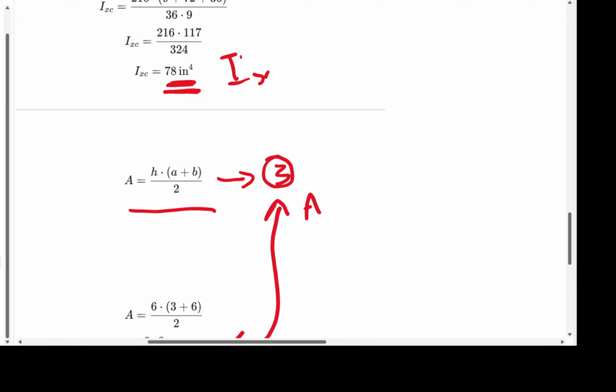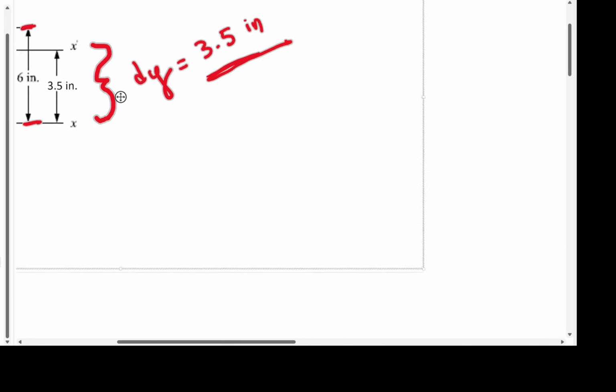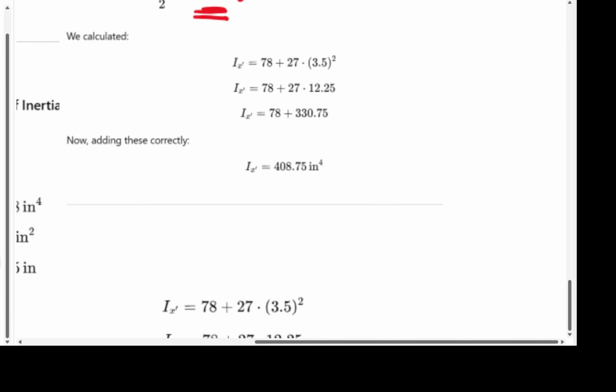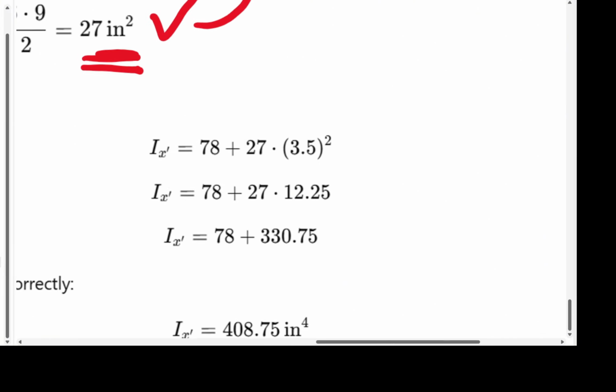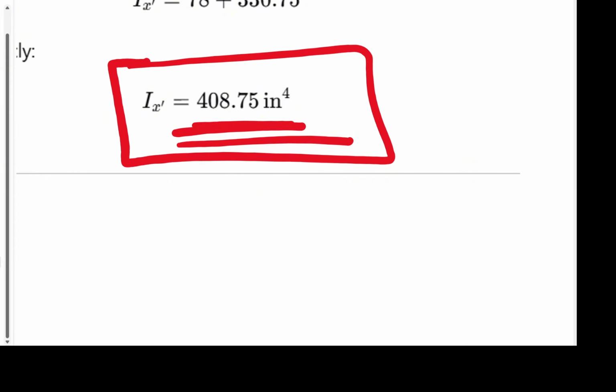Now you already know Ixc and you already know A, and I already told you the dy value is nothing but 4.5 inches, right? X dash is 4.5 inches from x axis. So dy is equal to 4.5 inches. Substituting all of this into the Ix dash formula, we get Ix dash is equal to 78 plus 27 into 3.5 squared. Once you solve everything, you are going to get Ix dash is equal to 408.75 inch to the power 4. Super duper easy.